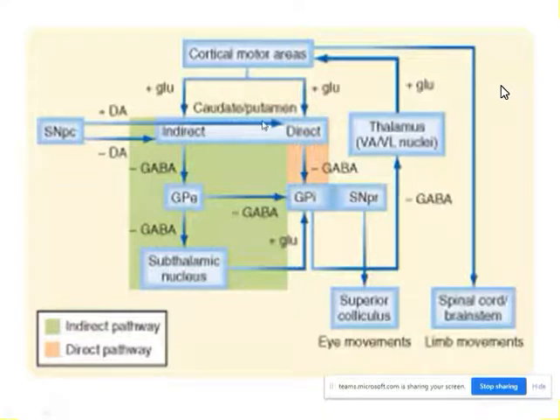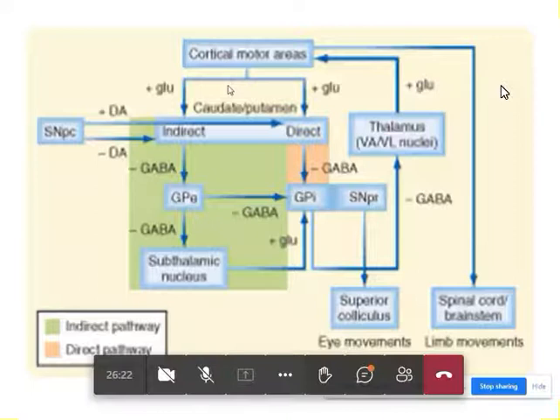What is the name of this projection? Anyone can tell me what is the name of this projection? Corticostriatal. Corticostriatal pathway. Yes, okay, corticostriatal. Cortico means from the cortex to the striatum. So the corticostriatal pathway is there.